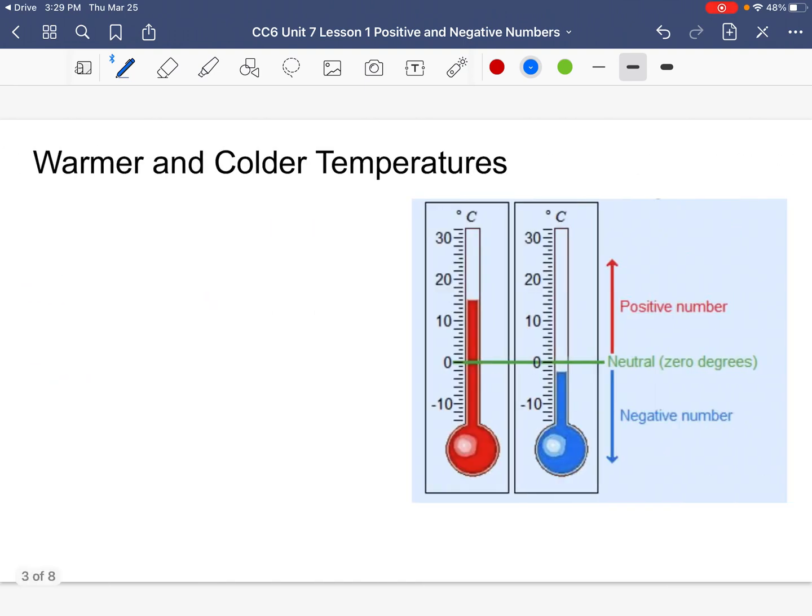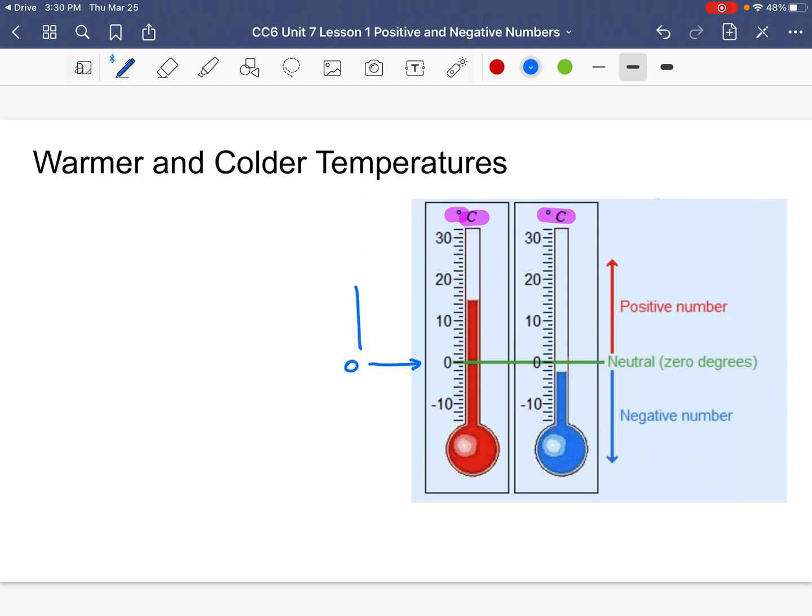So let's look at temperature first, and here we have pictures of two thermometers, and they are measuring temperature in degrees Celsius. We know that because of this degree symbol and the C beside it at the top of each thermometer. And here we have 0, and this is freezing point.